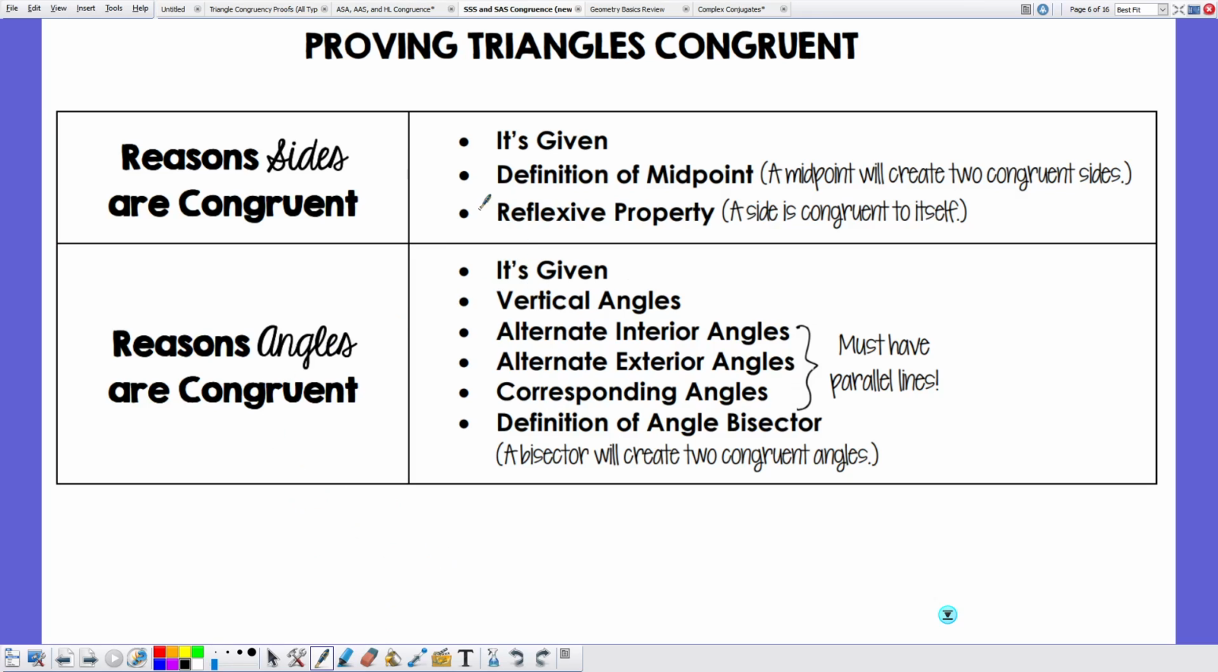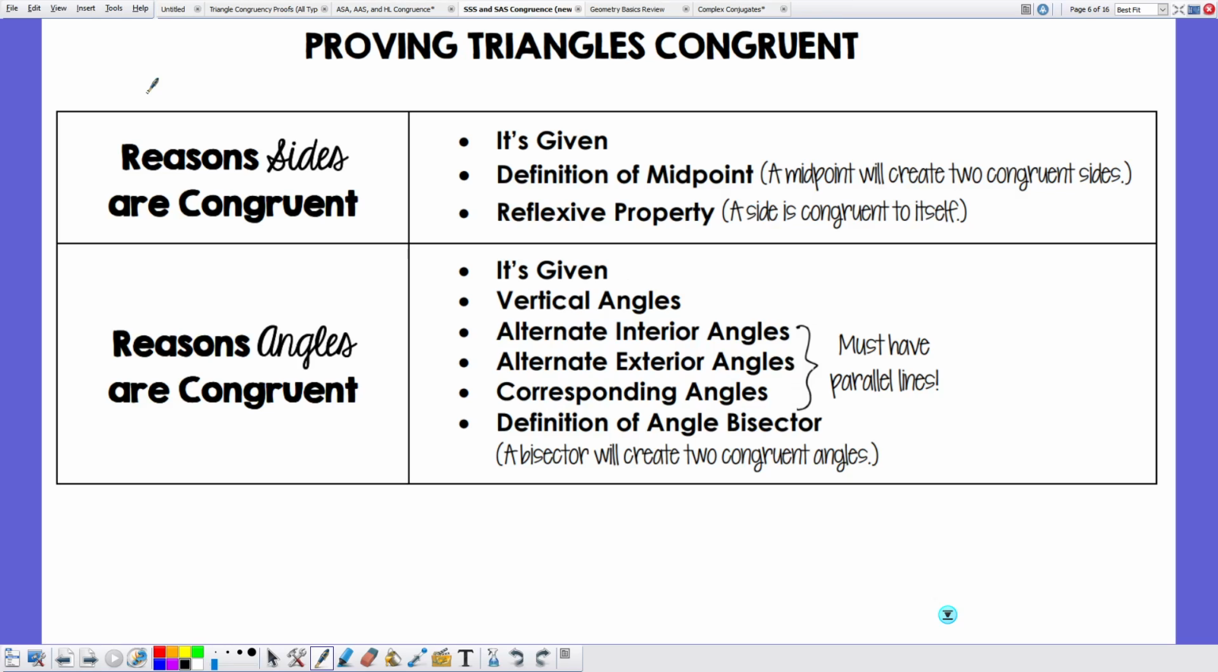So let's remember we have a list of ways to prove sides are congruent. It could just be given to us. We could use the midpoint theorem, which states that a midpoint creates two congruent sides because it splits it up evenly in half. And we have what's called the reflexive property, where a side can be congruent to itself. That might make little sense now, but we'll see what it looks like when we actually cover the proofs.